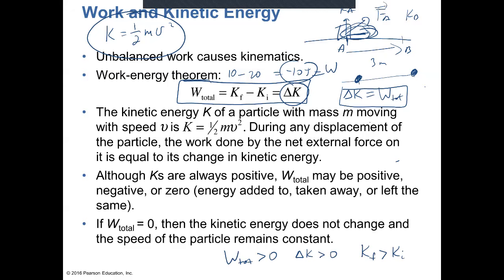Well, if total work done here is negative, it means delta K here is negative. Delta K can only be negative if K final is less than K initial. So technically, what does it mean, K final greater than K initial? It means V final is greater than V initial, so you're moving faster. K final less than K initial means V final is less than V initial, so you're moving slower. So in a way, here you have speeding up, and here you have slowing down. Those are the conditions.